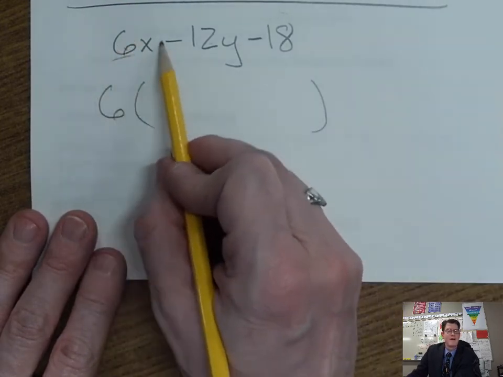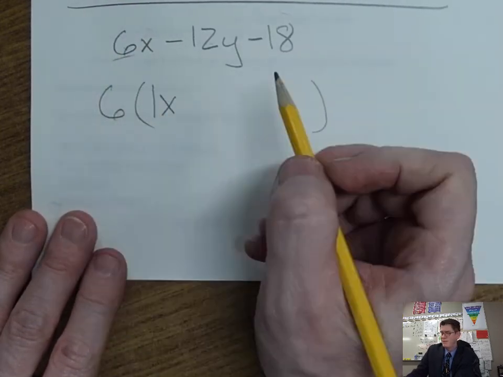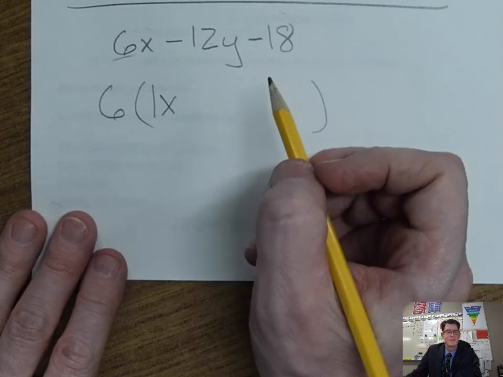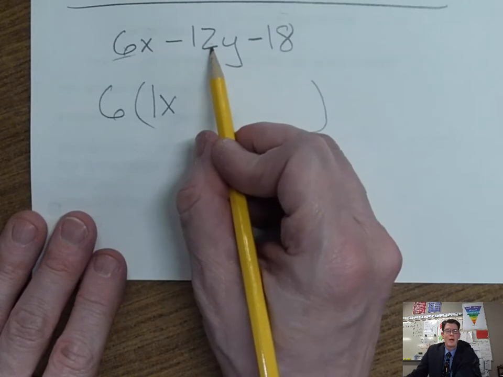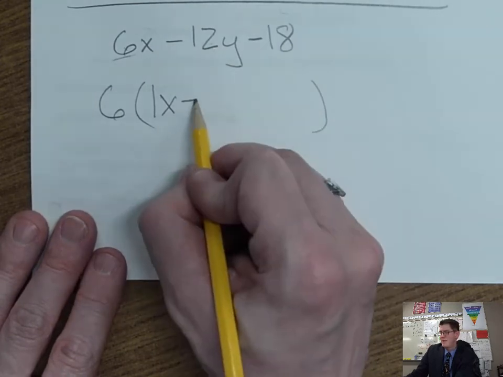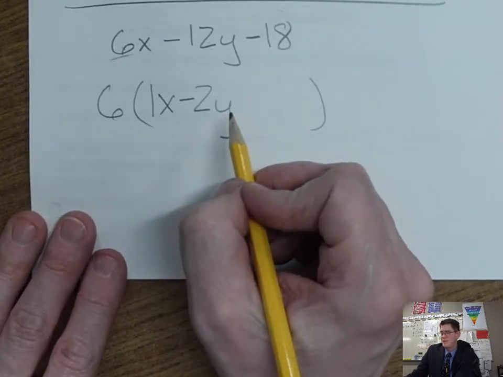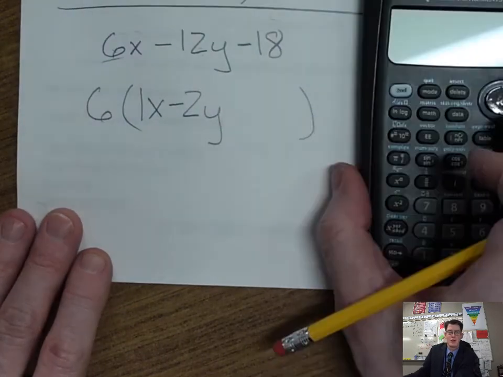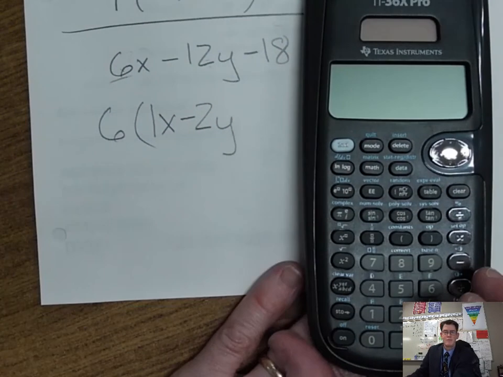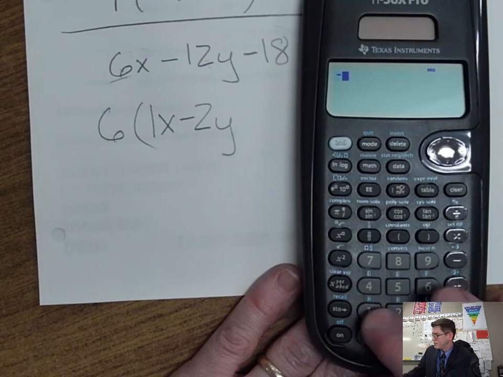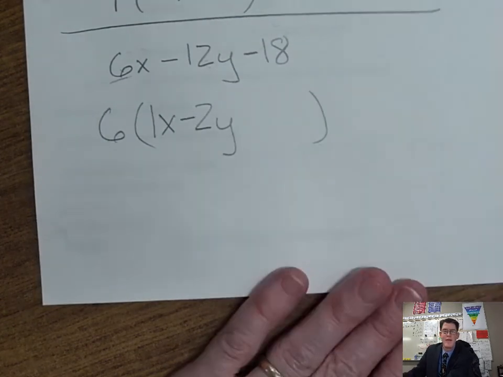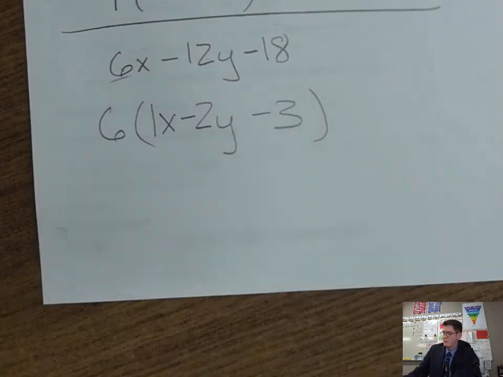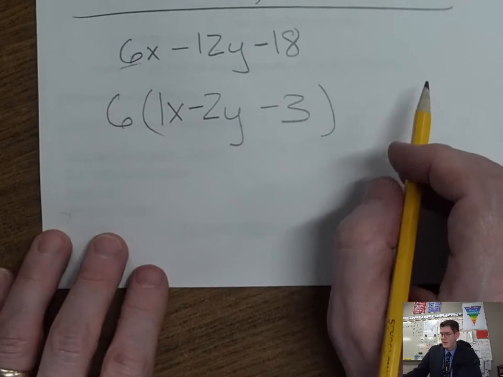When I divide this by 6, I'm left with just 1x. And yes, you might see them not even write the 1. When I pull a 6 out of this negative 12, I've still got negative 2 left. And if you're ever not sure, you can just take that negative 18, divide it by the 6. When we divide the 6 off, we've got that negative 3 left, so it's minus 3. And we just work that through.